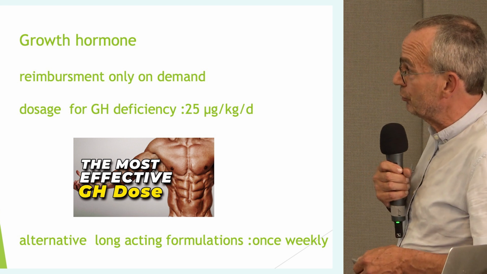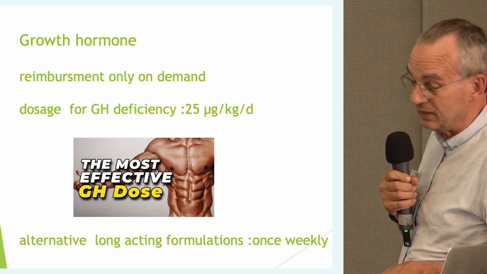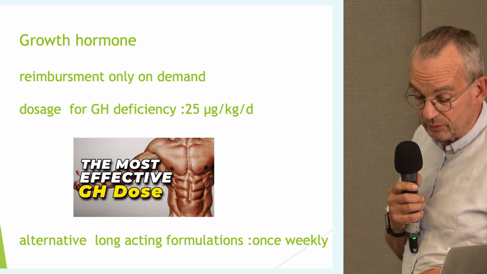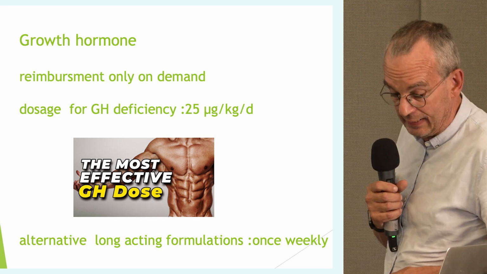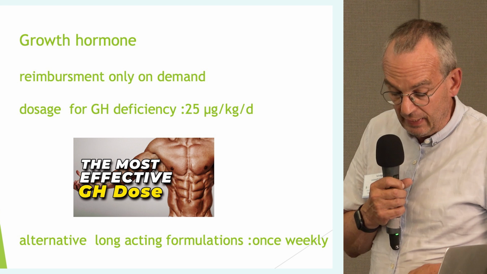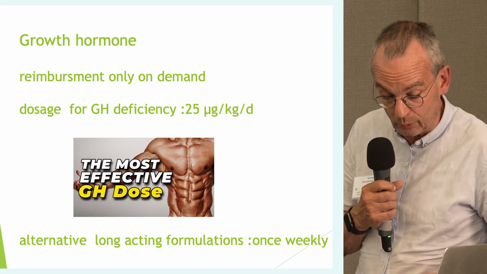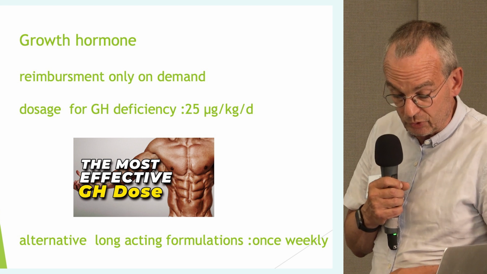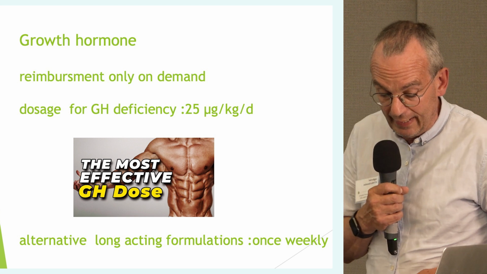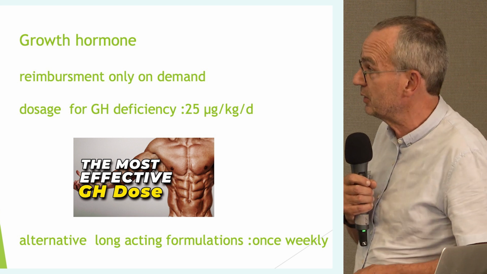The dose we use for growth hormone deficiency is 25 micrograms per kilogram per day, and this is based on numerous studies that were performed in the past. A higher dose does not mean a better final height. Growth hormone is an anabolic hormone, as I stated already, and is used in fitness centers for the anabolic effect, not for growth promoting effect. So the dose used there can be very dangerous. Very recently, long-acting preparations are on the market, and Philippe Lizy will discuss this issue later on.